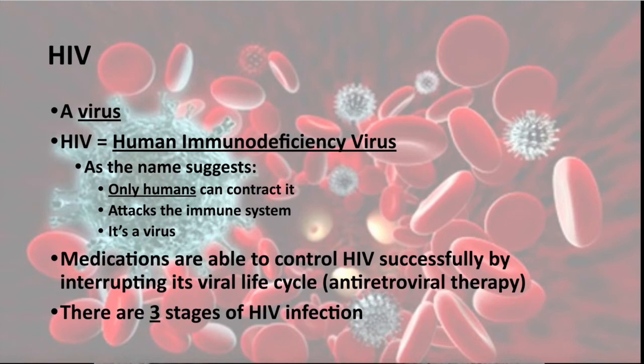All right, so looking now at your notes that we're going to be filling in here. HIV is a virus, and it stands for human immunodeficiency virus. As the name suggests, it can only affect humans. It does attack our immune system, and specifically our helper T cells, and it is a virus. Medications are able to control HIV by interrupting the life cycle of the virus, and that's called antiretroviral therapy. We'll talk a little bit more about that. And there are 3 stages to HIV infection.